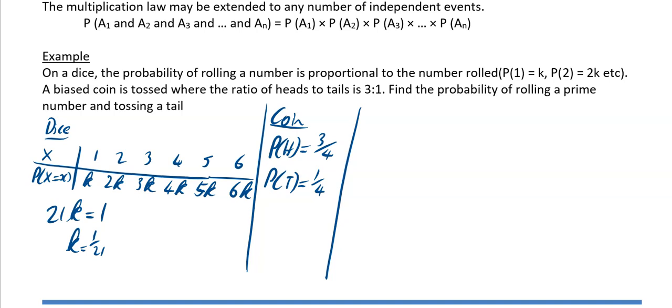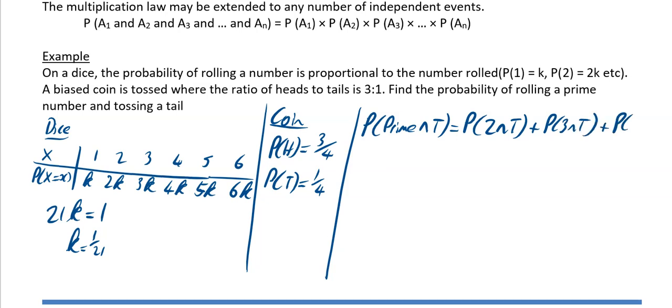So the question says, find the probability of rolling a prime number and tossing a tail. So you're saying you're getting a prime and a tail. And we're going to list all the ways we can do that. Your first prime number is 2. So you can get a 2 and a tail. Or, and if I say the word or, generally I'm adding, I could get a 3 and a tail, and only one more prime number left. It's going to be 5 and a tail.